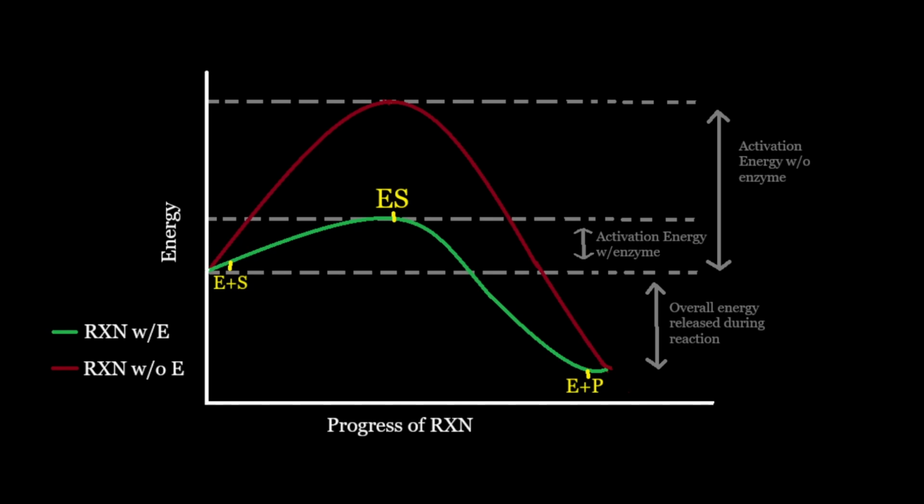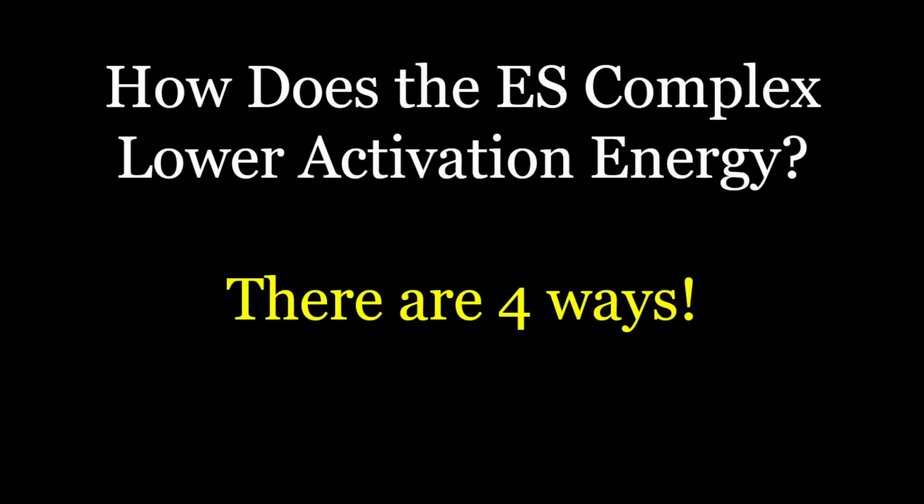You'll also see the ES label here for the enzyme substrate complex. It doesn't necessarily have to be at the peak, but it represents the bound state as the reaction moves towards the transition state. Most of the enzyme's catalytic work happens after the enzyme binds to the substrate, so inside the enzyme substrate complex. So the question becomes, how does the ES complex lower activation energy? And there are actually 4 main ways this happens.